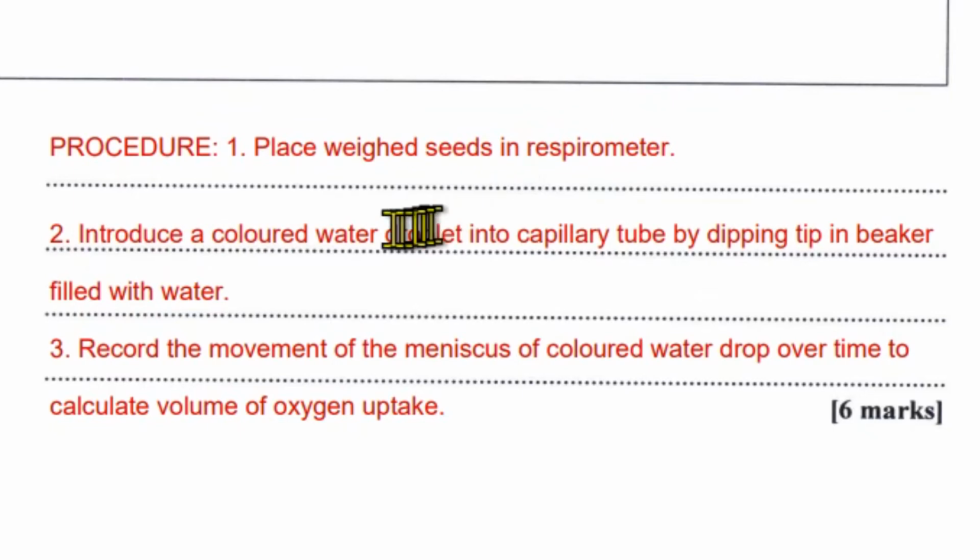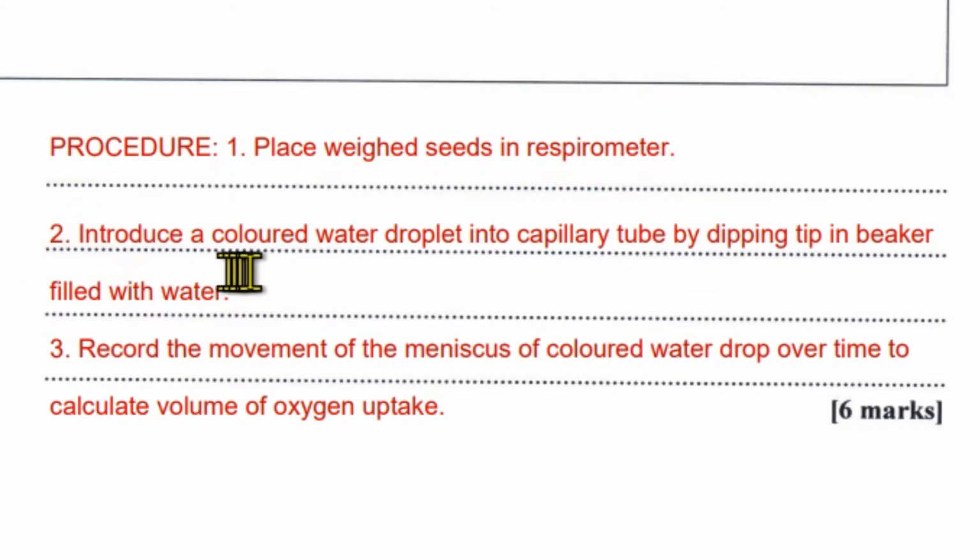Now if we look at the procedure here, our diagram might be about 3 marks, and we just need to put a simple procedure. What you're going to do is place the weighed seeds in the respirometer, and remember these seeds have to be alive because they have to germinate, which means that they have to undergo gaseous exchange.